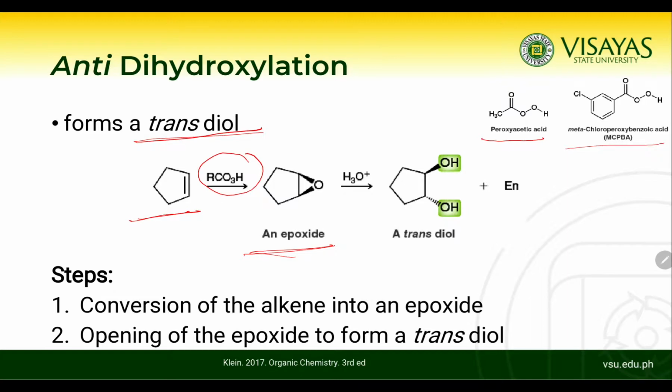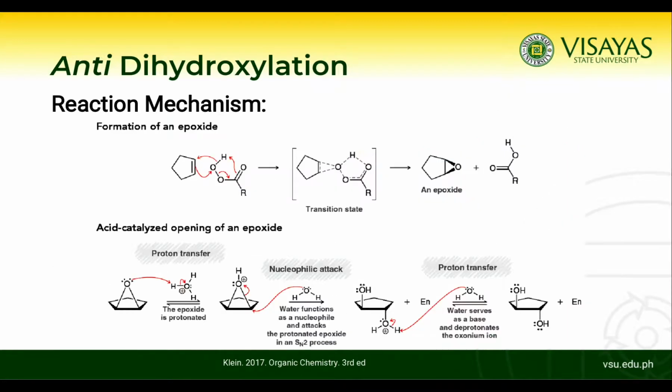Okay, in the second step, we have now the opening of the epoxide to form the trans-diol. So here we use acid, no? We have the trans-diols. You have seen one of the hydroxyl naka-wedge, the other hydroxyl is naka-broken line, no? So that's how we show the trans-diol. So that means that's for the anti-dihydroxylation.